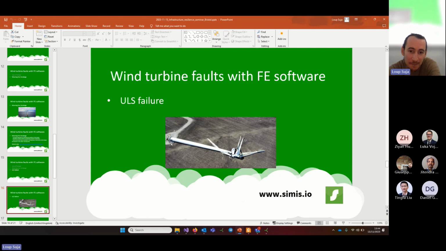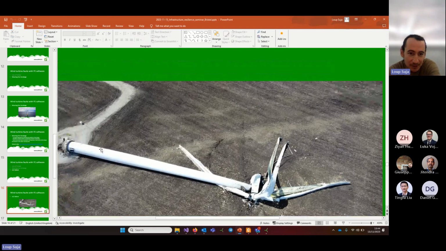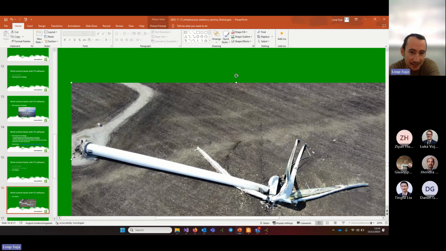And actually, if you zoom in here, what you see is that what broke is actually the foundation itself. I think that you guys know much more than me about this. But what broke here is the way it was anchored to the ground.